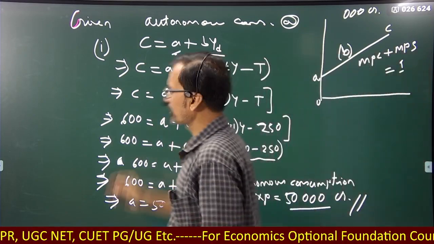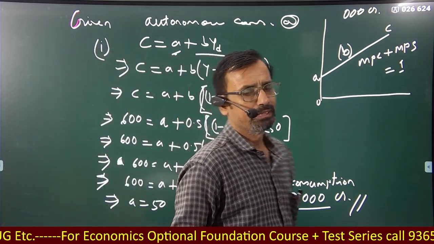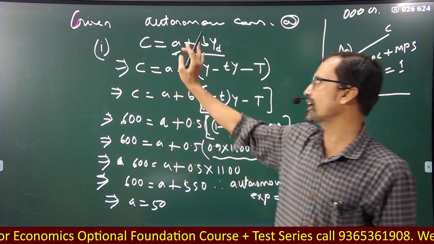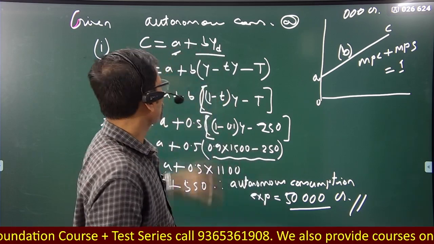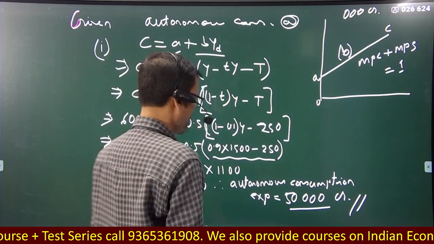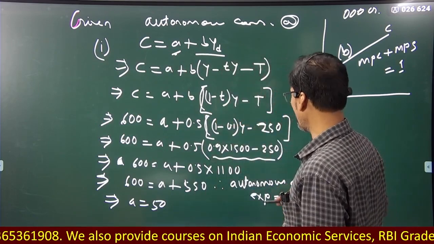And autonomous consumption expenditure is the consumption expenditure even at zero level of income. That is the autonomous consumption expenditure. Now come to the second part of the question.